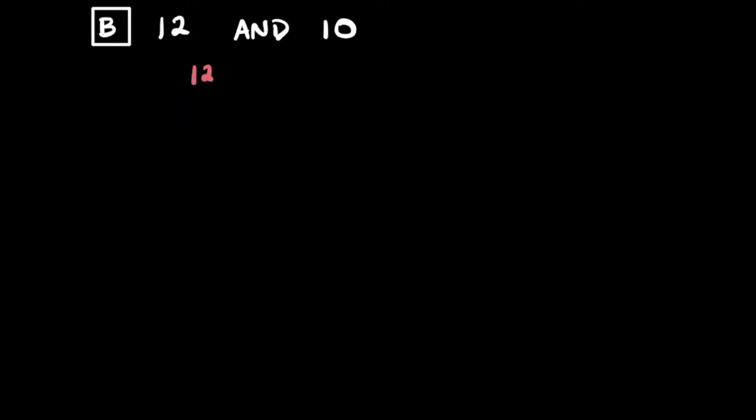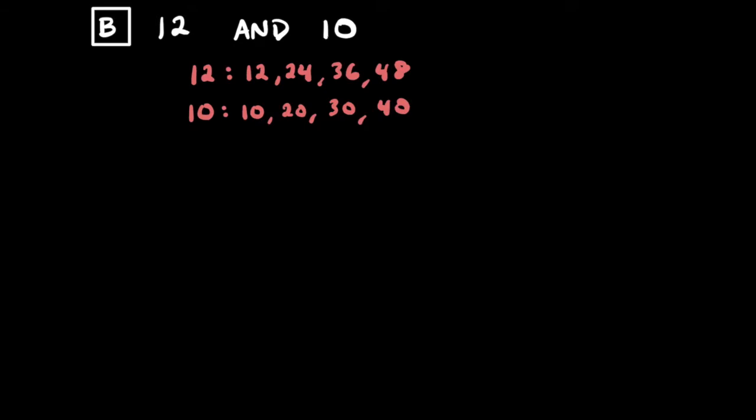Pause the video and try to write out some multiples for 12. There's 12, 24, 36, and 48. Then start by listing a few multiples of 10. 10, 20, 30, and 40. Notice here that after listing 4 multiples, we haven't found the LCM yet. Now, while multiples of 10 are always going to end in 0, we should keep listing multiples of 12 until we end in a 0 as well.